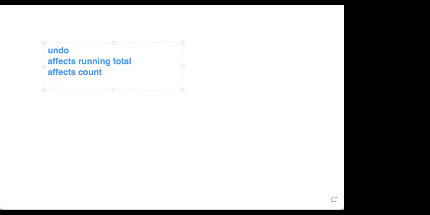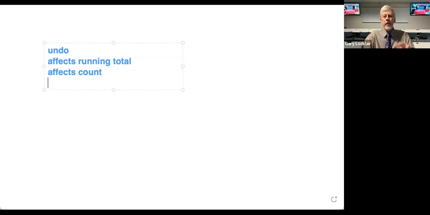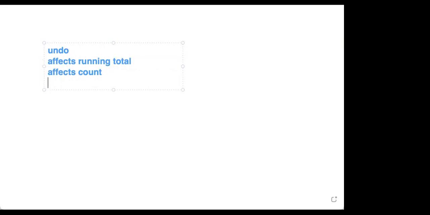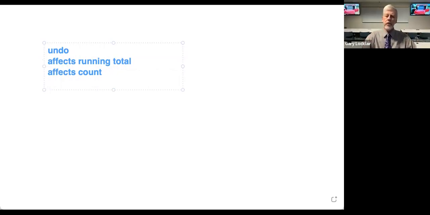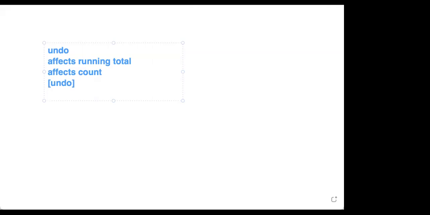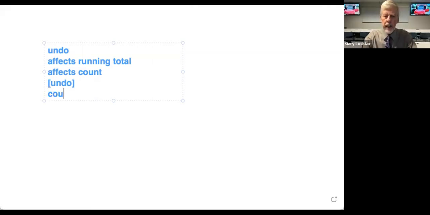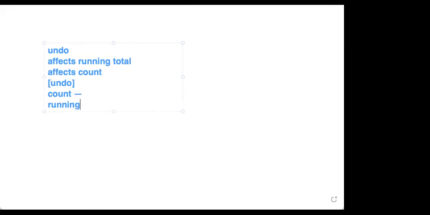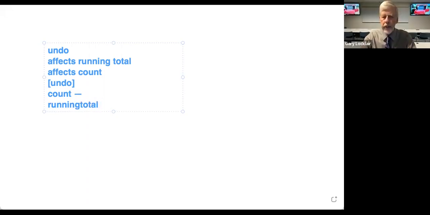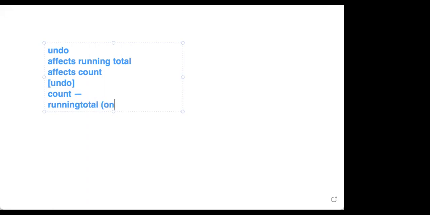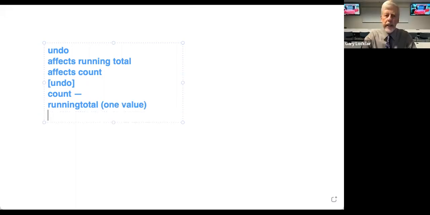Now, logically, you need to deal with this in two ways. First of all, think in terms of features and functions. You need to deal with it externally. So when the user selects the undo button, what the user will see is that the count is one less, and the running total is one value less.